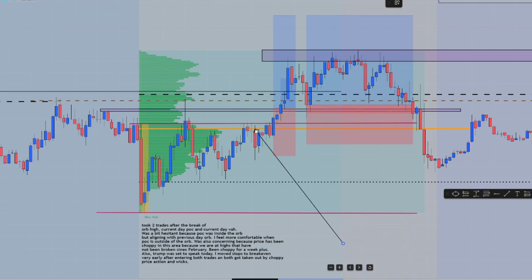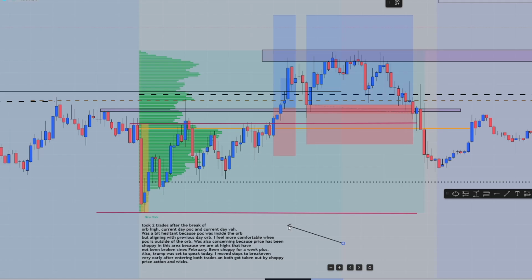So when I'm taking a breakout above the high, I would like at least my point of control to be out of the orb as well, just in case it comes back and retests it. If point of control is down here, I'm not trying to have a 30-point stop loss. If it comes back and retests it, that can be a lot of drawdown. So I prefer point of control to be outside of the orb if I'm going long, and outside below the orb low if I'm going short.